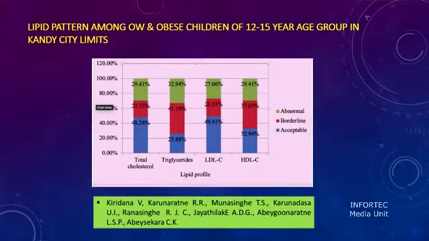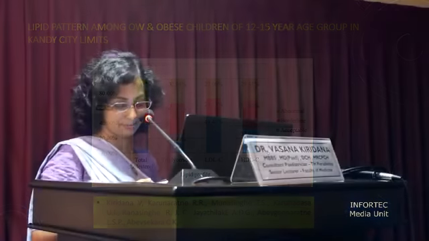Okay, so these are data on the dyslipidemia pattern we found in children in the Kandy city limits. These red and green areas represent borderline and abnormal levels. You can see nearly 50% of children with overweight and obesity have dyslipidemia. So we are actually facing an alarming situation, especially related to adiposity. Right?